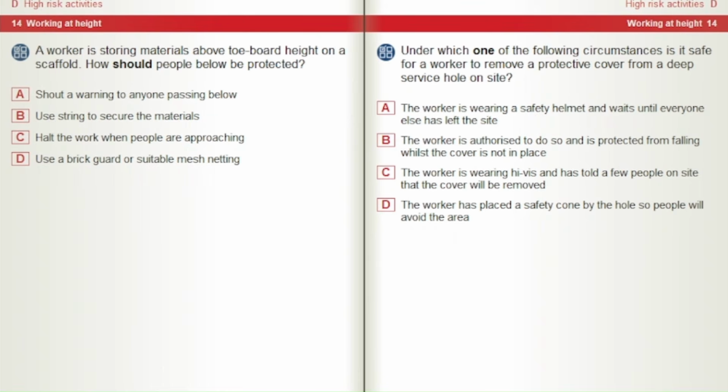A worker is storing materials above toe board height on a scaffold. How should people below be protected? Shout a warning to anyone passing below. Use string to secure the materials. Halt the work when people are approaching. Use a brick guard or suitable mesh netting.